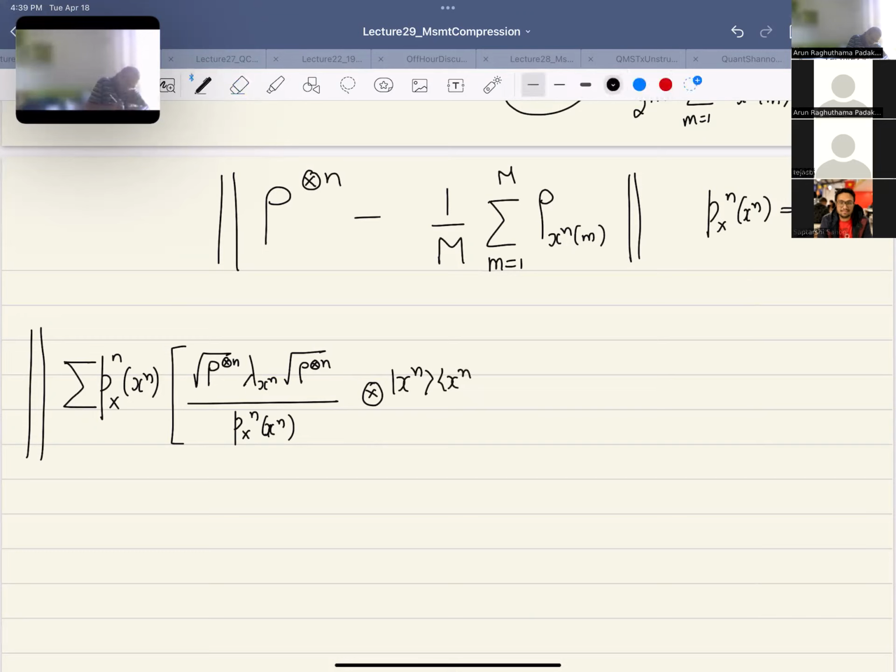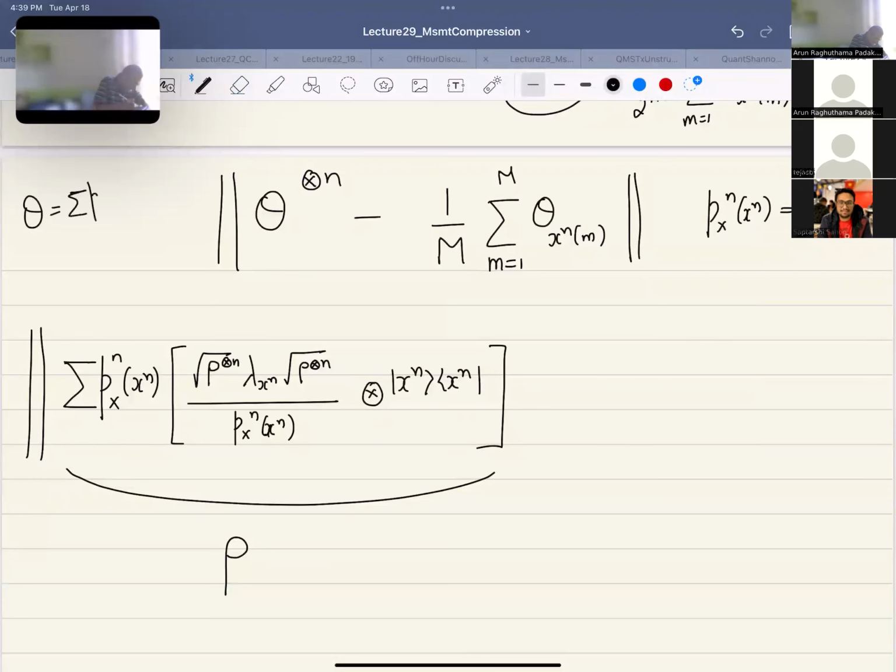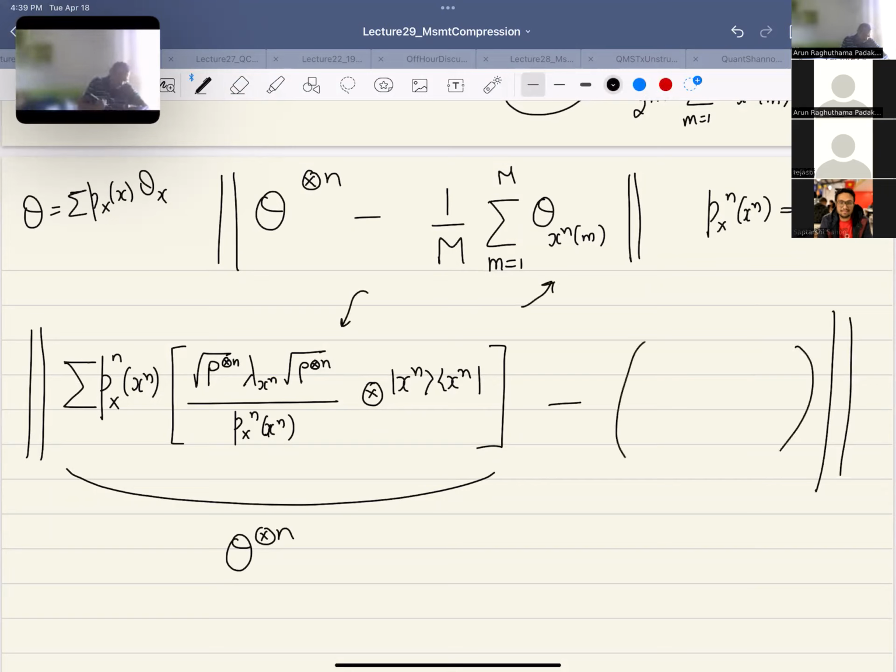So let me explain. Okay, this is like your rho tensor n. Okay, I should not use rho. Let's call this theta tensor n. Let's call this theta x^n. So my theta is the sum of P_X of x theta_x. This is like your theta tensor n. You want to get arbitrarily close to that, and really, you don't need to mix all this. You can mix a subsampling of that. That's exactly what we will do here. Okay, we'll mix a subsampling of that. That's how the covering lemma is actually coming.